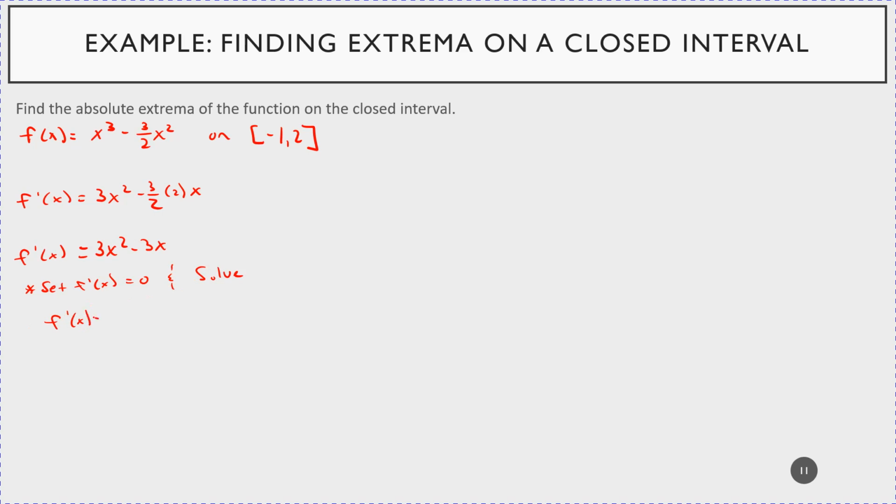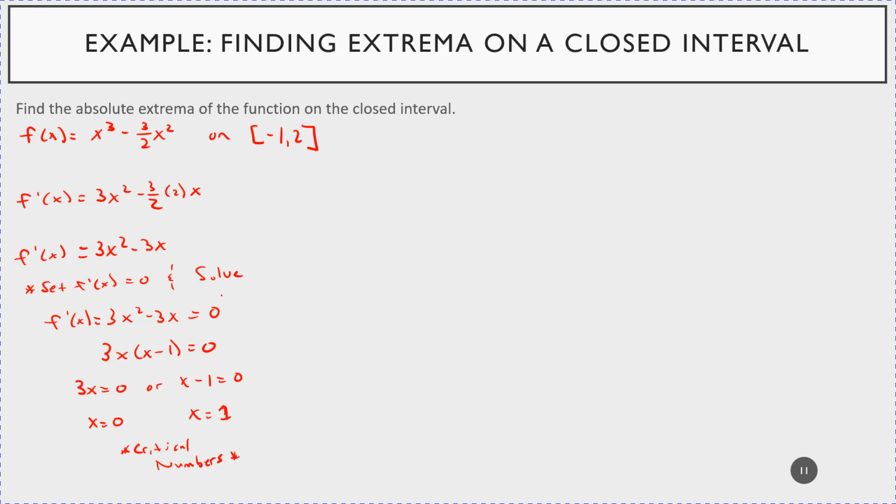So f prime of x here, which is 3x squared minus 3x, I'm going to have to set it equal to 0 and solve. Well, look, how am I going to solve this, right? I'm going to factor out a 3x, and I'm left with x minus 1. And you can see here that 3x has to be equal to 0, or x minus 1 has to be equal to 0. So one critical number is 0, and another critical number is 1.